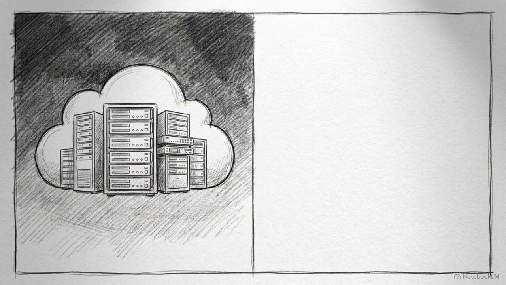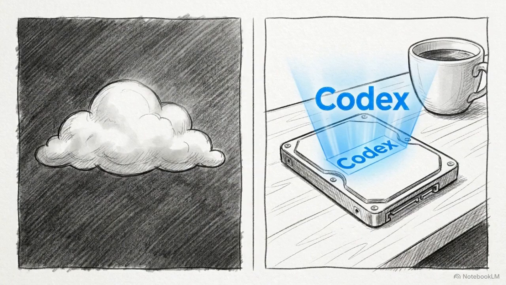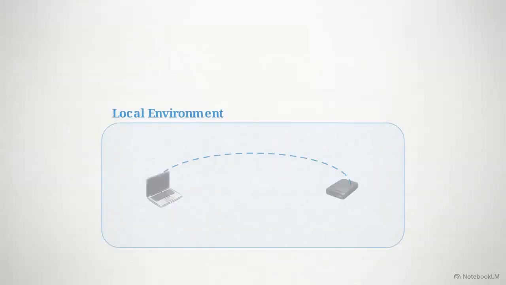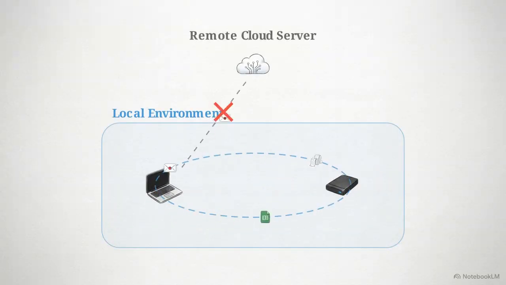While standard web-based models keep your work in the cloud, Codex is a local application. Every document, spreadsheet, or infographic it creates is written directly onto your own hard drive. To begin, you need your computer, a folder of unorganized files to test the system, and an active ChatGPT subscription. Processing data on your own hardware means your files stay within your local environment, rather than being uploaded to a remote cloud server.